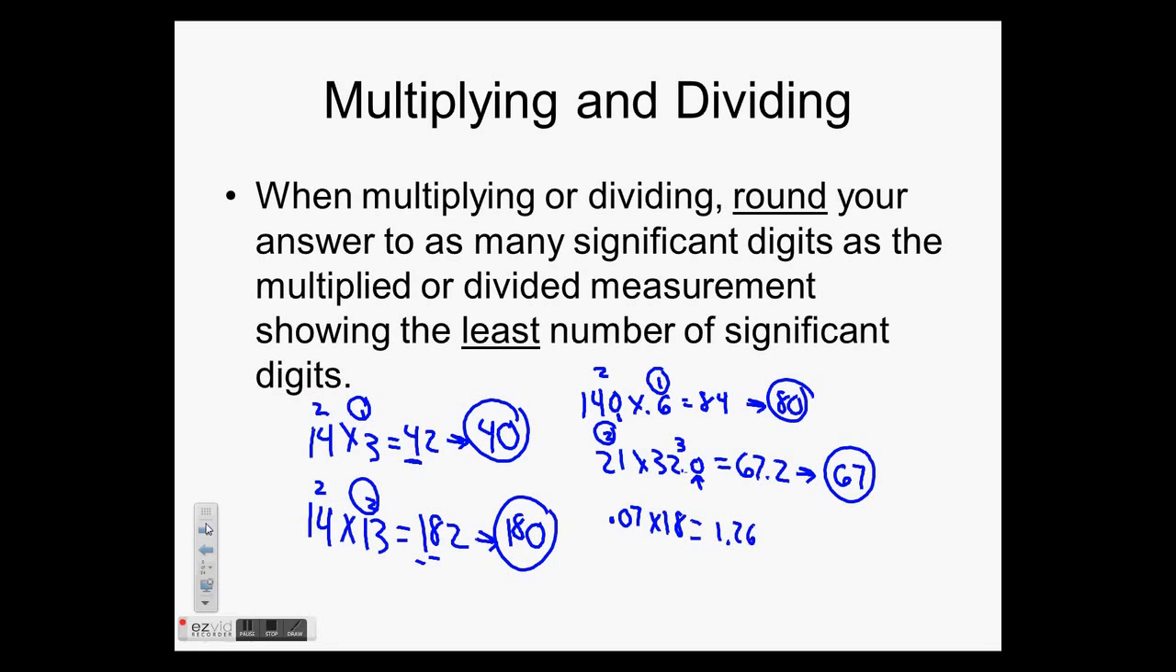Okay. How about 0.07 times 18? That equals 1.26. Then the zeros to the right of the decimal, but there's no number here, so it's just a placeholder. So I have 1 there, 2 there. So my answer can only have 1 significant digit. So 1.26 would round to 1.